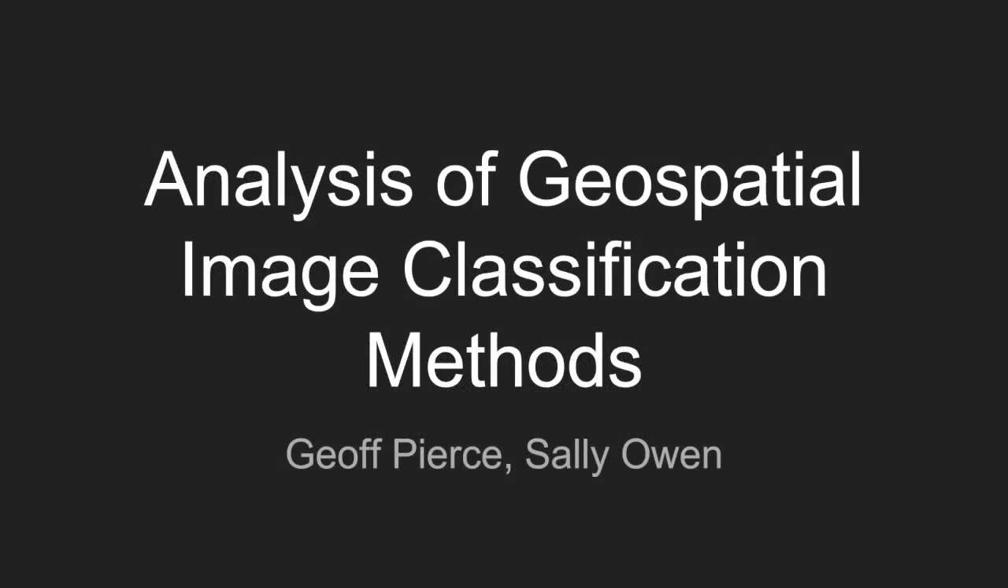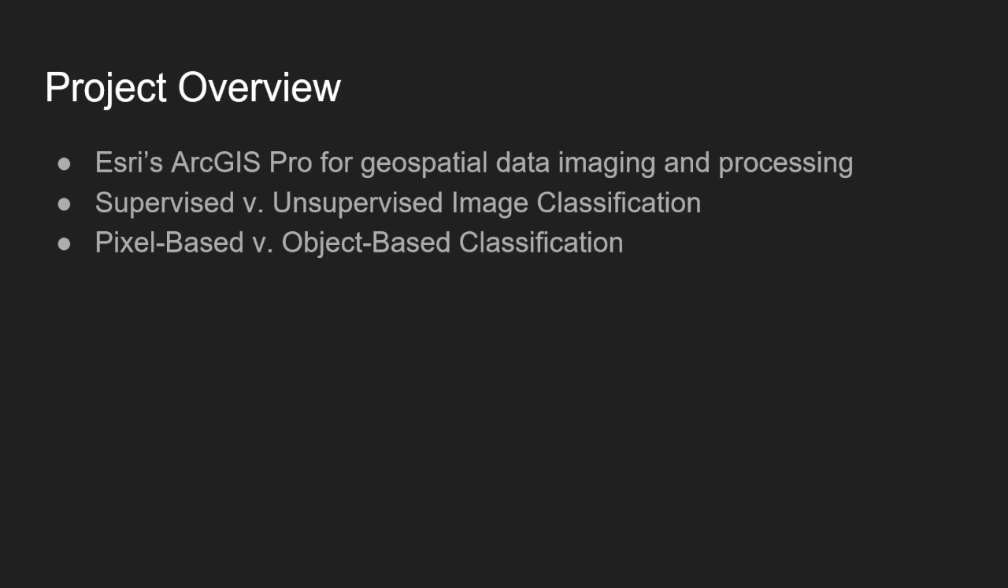Hi, this is Jeff Pierce and Sally Owen, and we performed an analysis of geospatial image classification methods. Now, this project uses Esri's ArcGIS Pro software for geospatial data imaging and processing, and it looks at 4 different classification methods: supervised pixel-based, unsupervised pixel-based, supervised object-based, and unsupervised object-based classification.